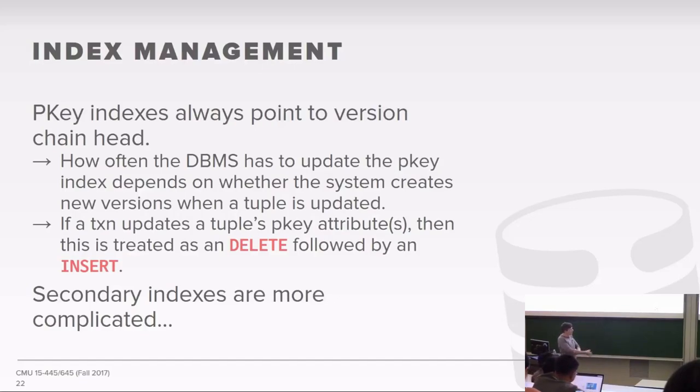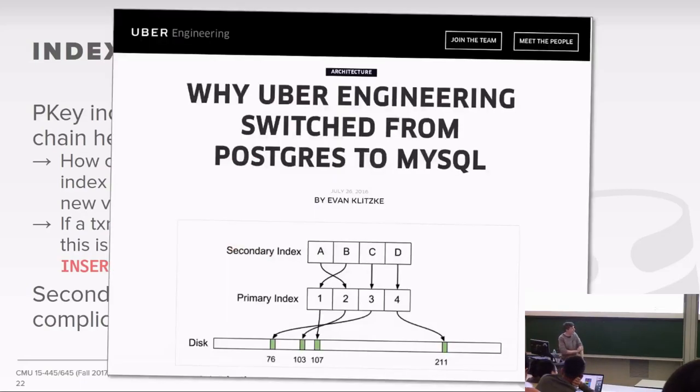But if you update on other attributes that aren't the primary key, it becomes more complicated. Because depending on what you're pointing to, you may have to go through and update all your indexes. So this actually came up in a blog article from Uber last year when they talked about why, in their internal database system that runs Uber, they switched from Postgres to MySQL. Actually, the true story is that they went from MySQL to Postgres back to MySQL. But in this blog article, they're only dealing with the second half, right? And what they're pointing out here in the article is actually what we'll talk about next.